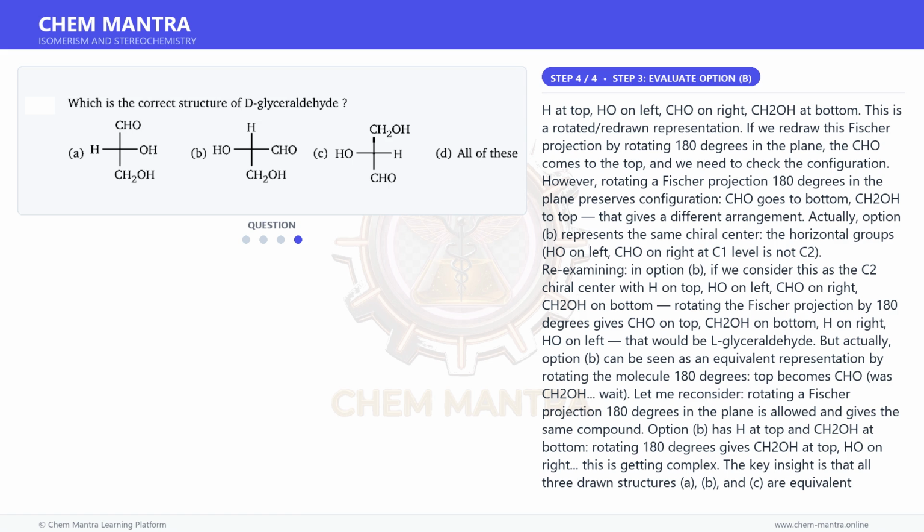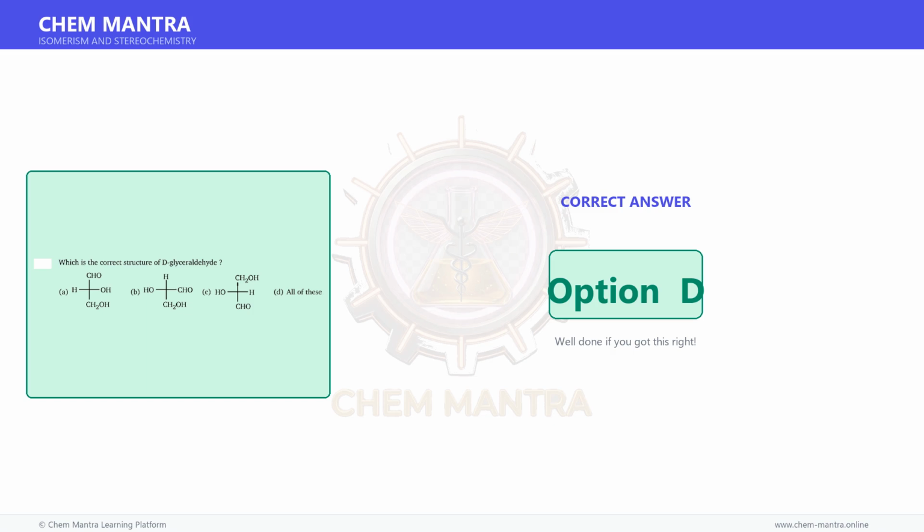i.e. D-glyceraldehyde. Similarly, option B can be shown to represent the same stereochemistry through allowed Fischer projection manipulations, rotating the entire projection, redrawing with the aldehyde carbon on either end while tracking stereochemistry. Since options A, B, and C are all valid representations of D-glyceraldehyde, the answer is D, all of these. Therefore, the correct answer is option D.